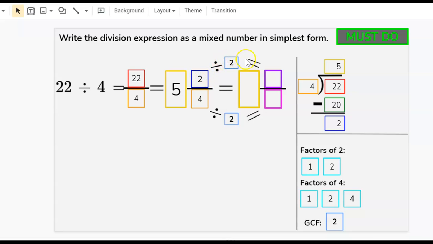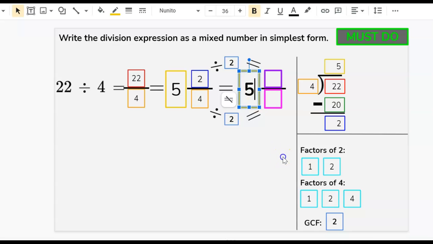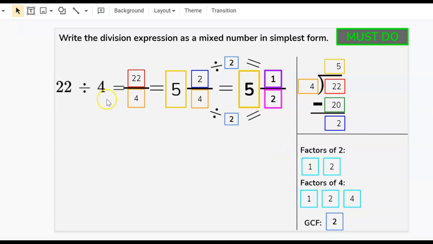You're going to see it kind of wraps around our whole number here because your whole number stays the same right here. Don't forget to rewrite that whole number. We still have 5 as a whole number. But then we're going to simplify our fraction. 2 divided by 2 is 1. 4 divided by 2 is 2. So 22 divided by 4 is the same as 22 fourths, which is the same as 5 and 2 fourths, which is the same as 5 and a half.